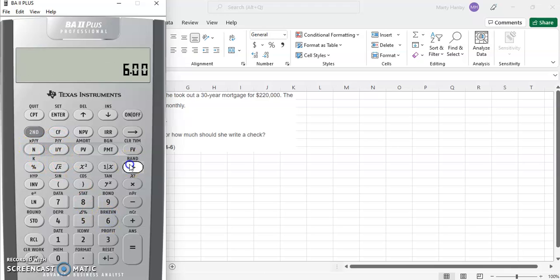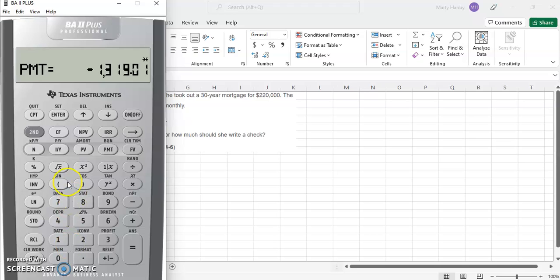So 6 divided by 12, 0.5. Then the amount you borrowed, 220,000. That's a PV. 0 future value, and then compute PMT, or payment. So the payment on her mortgage is $1,319.01. So that is the answer to A.